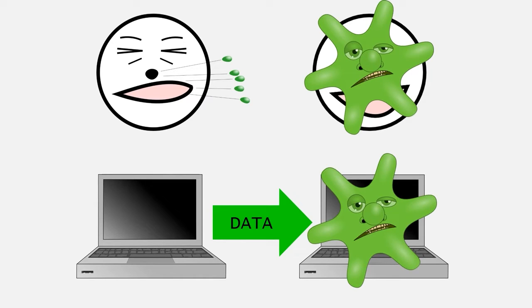There are many ways that computer users can accidentally spread computer viruses. Some common ones include sharing infected USB devices, sharing infected files on peer-to-peer file sharing networks, or sharing infected files in emails.